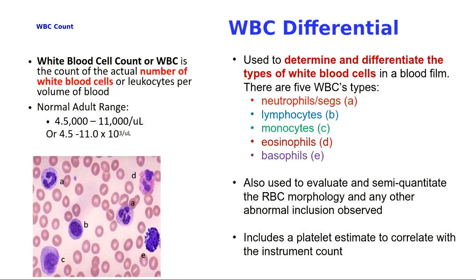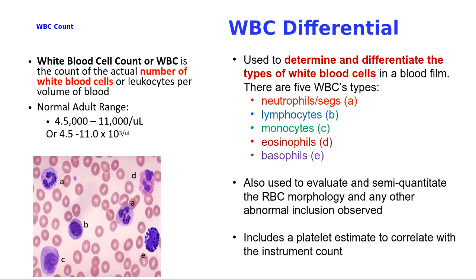Then we're going to start with the WBC count. So what are white blood cells? WBCs are white blood cells, and the white blood cell count that is included in the CBC gives us the number of white blood cells or leukocytes per volume of blood. And we usually use microliters. Some instruments might use a different unit, so you always have to refer to the reference range. But the most acceptable by far is the number of cells per microliter of blood.